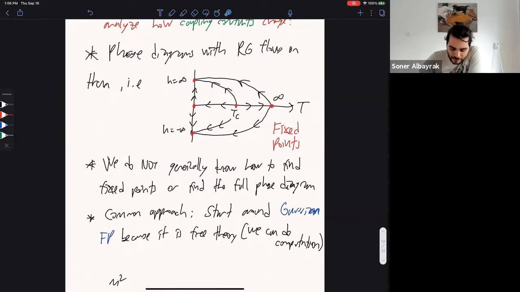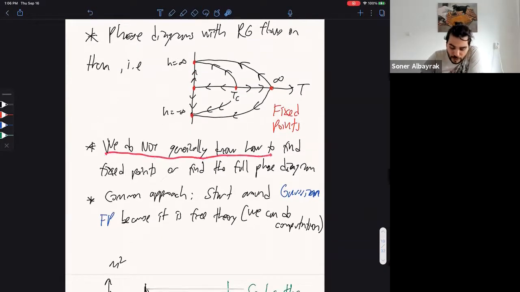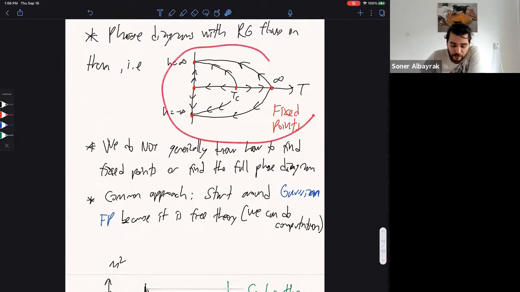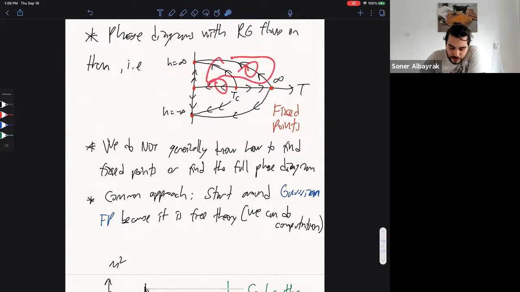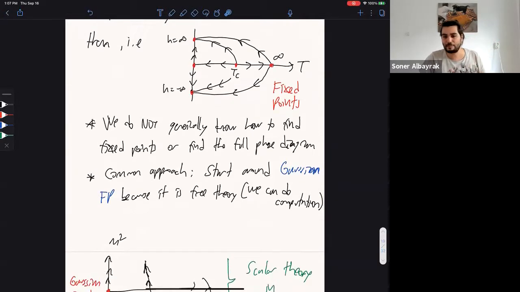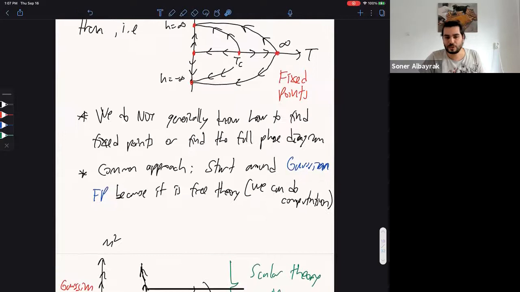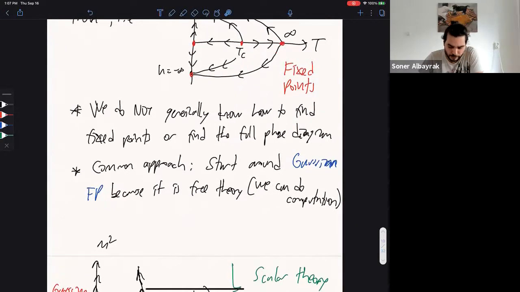Okay. And we said that we do not generally know how to find the fixed points. In fact, we don't know how to find the phase diagram in general, because these are usually strongly coupled. There are regions with strong coupling, and we don't know how to solve them. We can write down the microscopic theory or path integral, but we cannot do the actual computation. So most of the time these are schematic things that we know. They may change with future information.